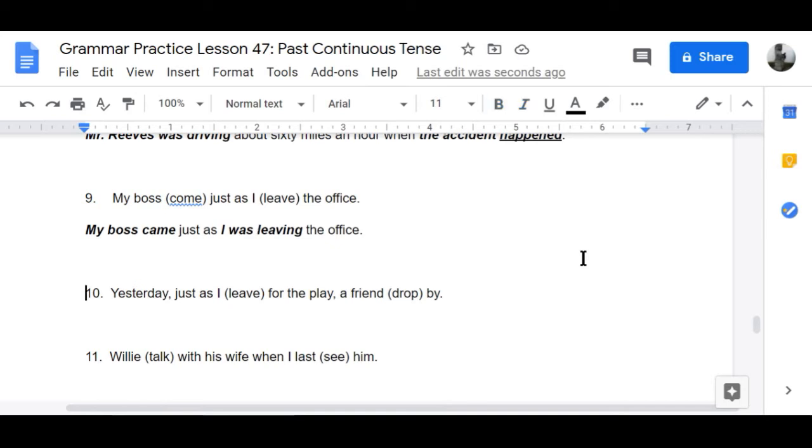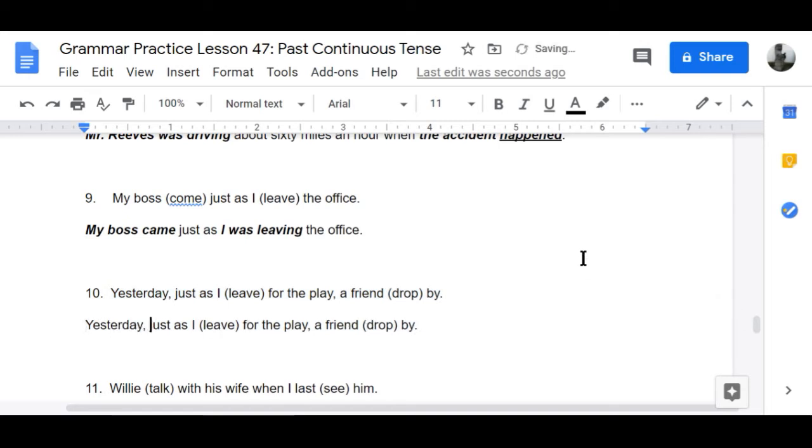10. Yesterday, just as I was leaving for the play, a friend dropped by. So let's see it. Copy and paste the friend dropping by. Yesterday, just as I was leaving, I was going, I was leaving for the play, okay? For the play, a friend dropped by. A friend came from out of the blue. A friend dropped by. Cool.